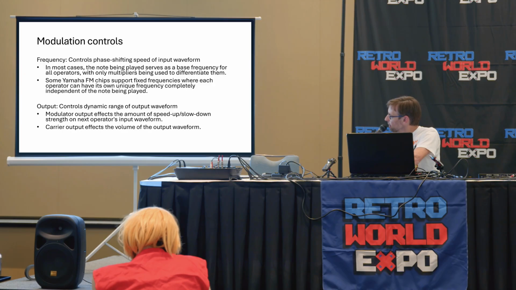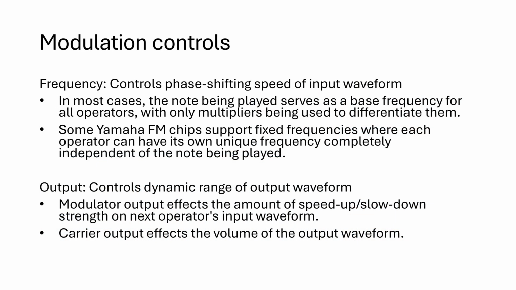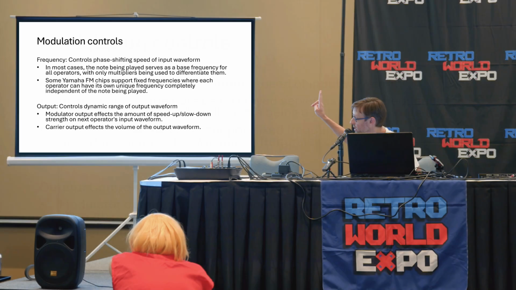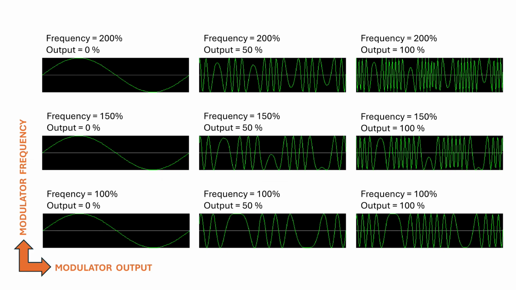All right. I'm not going to read all that. In a nutshell, you have two ways that modulation is controlled. You have your frequency and your output. So the frequency is going to control how fast that movement of the waves back and forth are. The output is the range in which it compresses and expands. And I'll show that here.